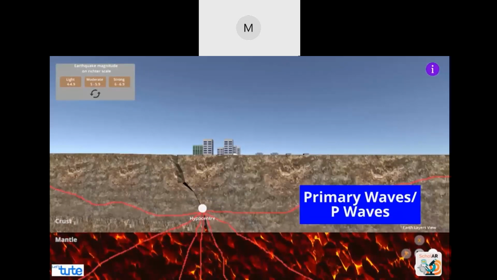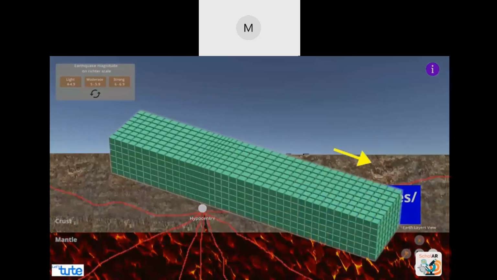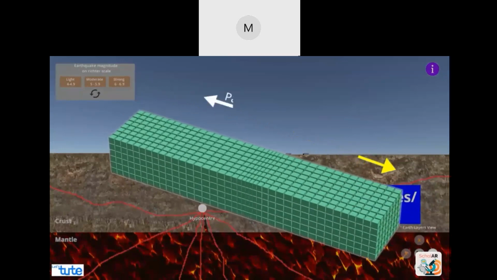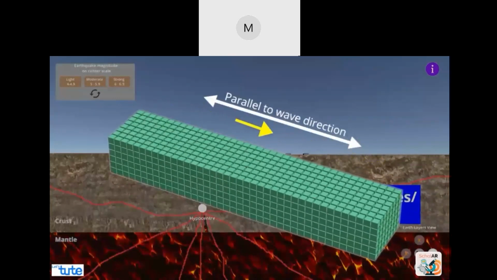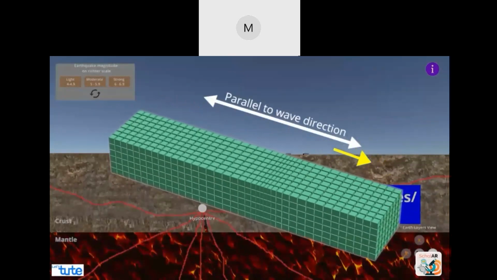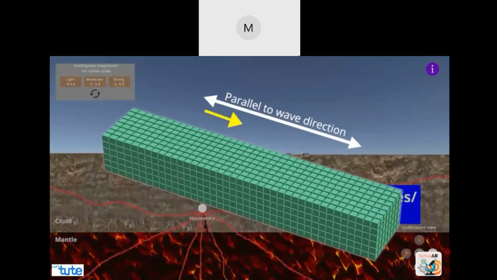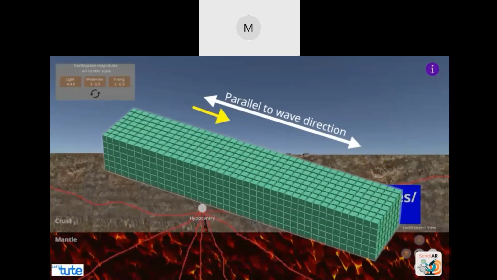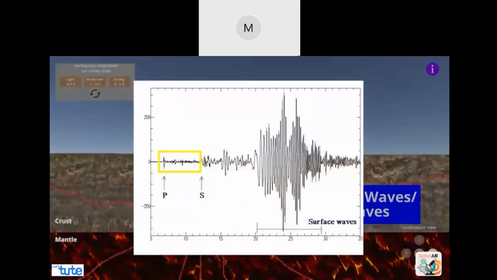Now, what are these P waves? P waves are seismic waves that shake the ground back and forth in the same direction and the opposite direction as the direction the wave is moving, which is similar to the movement of sound waves. This is how a P wave looks. These P waves are the first to be recorded on a seismograph.